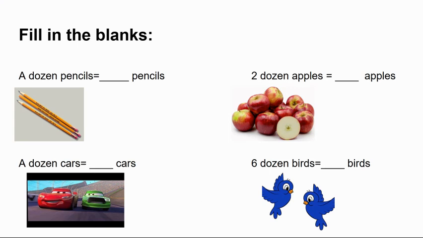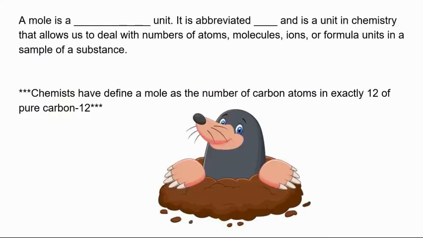to the 23rd. Kind of like if you hear a dozen pencils. A dozen pencils is always 12 pencils. A dozen cars will always be 12. 2 dozen apples will always be 24 apples. And 6 dozen birds will always be 72 birds. So a mole is a counting unit.